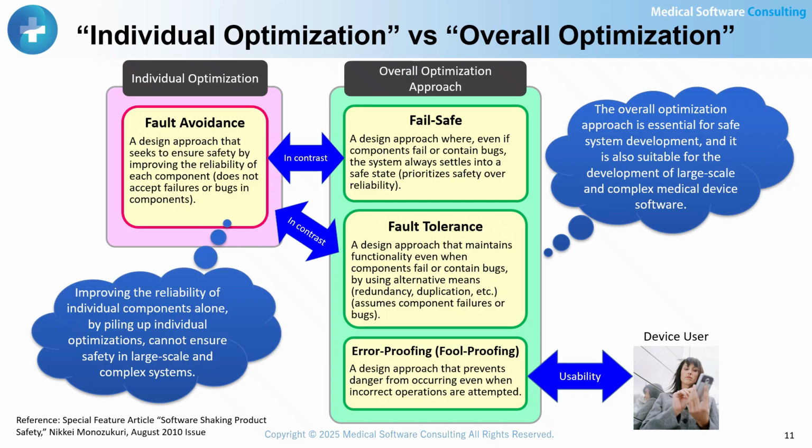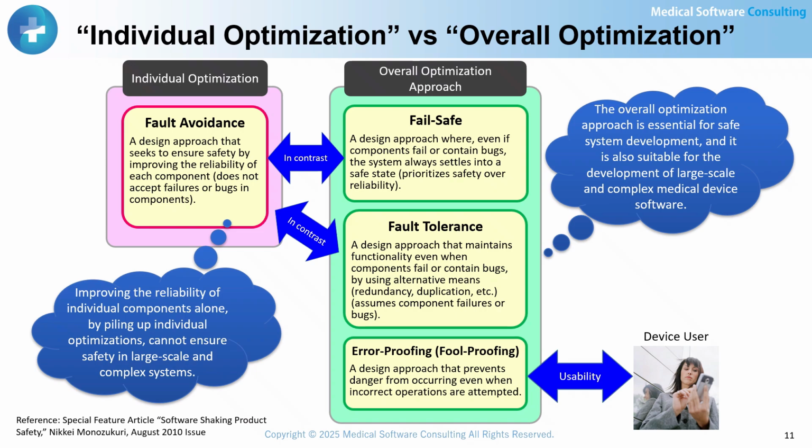Now, let's talk about the concepts of safe design. On the left, we see the idea of individual optimization, which corresponds to fault avoidance. Fault avoidance is a design approach where safety is pursued by increasing the reliability of each individual component. In this mindset, failures or bugs in components are simply not allowed.